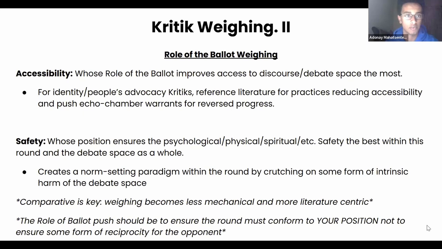So are you shifting it really towards trying to win the round, or are you trying to actually open it up for conversation? For identity Ks, usually you want to reference back to your literature for practices that reduce accessibility that exists now or push an echo chamber effect. For safety, people usually try to use this to get out of certain roll of the ballots on identity Ks that push a very uncomfortable scenario in the debate space. So the idea of ensuring psychological, physical, whatever, the health of the people participating in the activity.